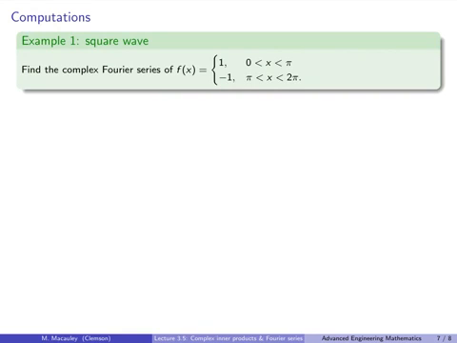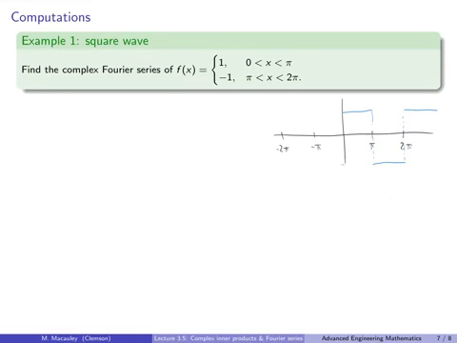Let's do an example. Let's find the complex Fourier series of the following function, which I claim is a square wave. Let's sketch this first. So here's that function. This is pi. This is 2 pi. And this is negative pi and negative 2 pi. So this function is defined to be 1 from 0 to pi and negative 1 from pi to 2 pi, and then it's repeated like this.